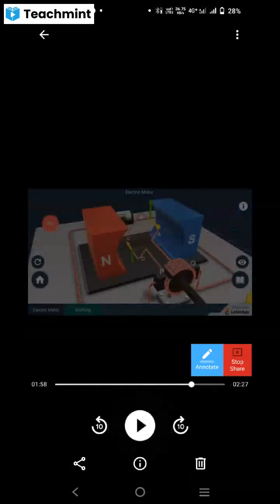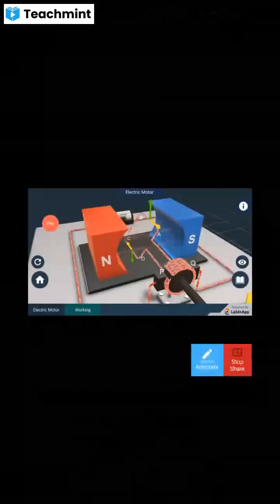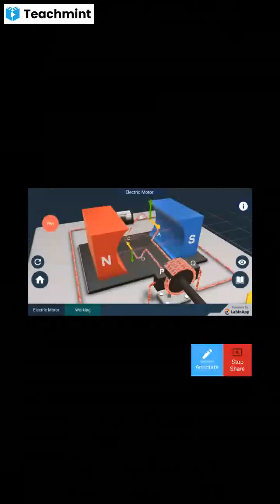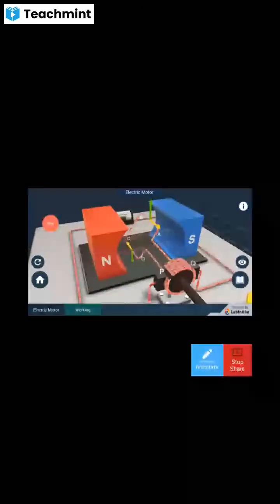So what happens? The direction is changing because of the current which is coming through the brushes. Direction is changed twice, but it is direct current.